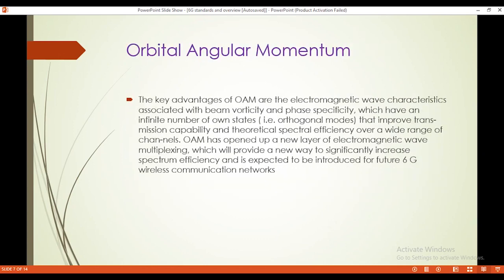Orbital angular momentum is another enabling technology. The key advantage of OAM is the electromagnetic wave characteristics associated with beam velocity and phase singularity, which have an infinite number of orthogonal states that improve transmission capability and theoretical spectral efficiency over a wide range. OAM has opened up a new layer of electromagnetic wave multiplexing, which will provide a new way to significantly increase spectrum efficiency and is expected to be introduced for future 6G wireless communications.